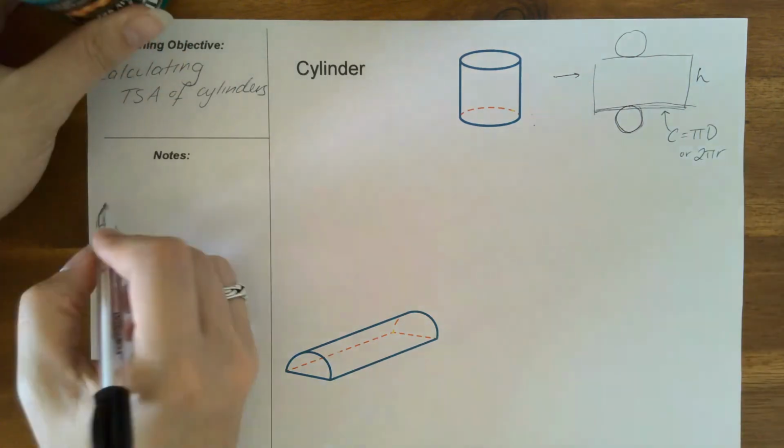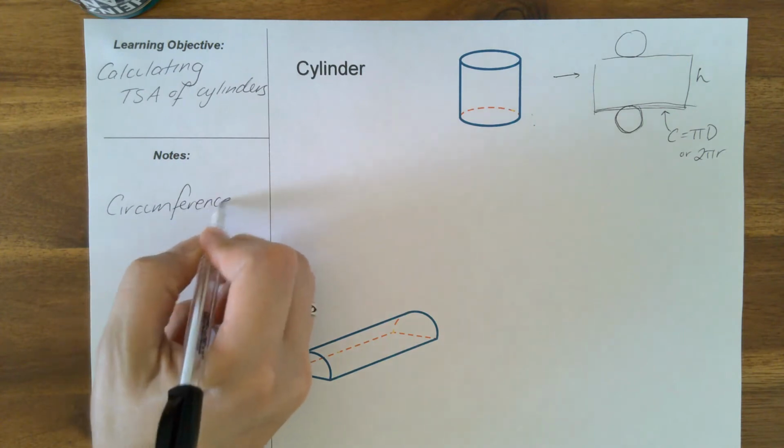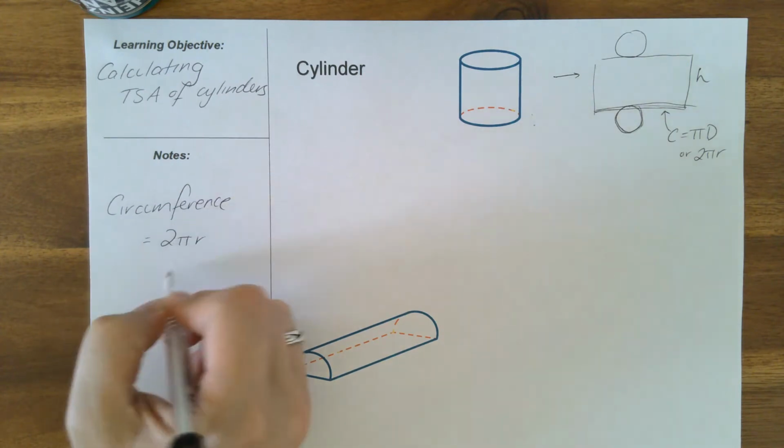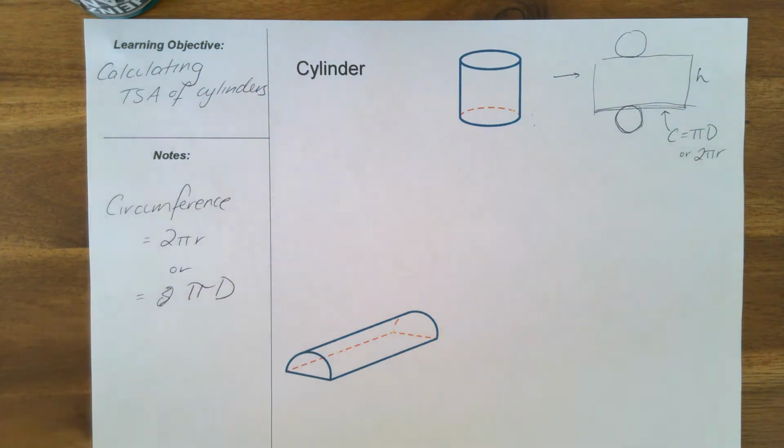Now I'm just going to write that here. Circumference is equal to 2 pi r, or it's equal to pi d. I'm going to use pi d in this lesson. If you need to use the other one, please do, but I just find it keeps it a little bit neater when we're starting to talk about some of these rules today.